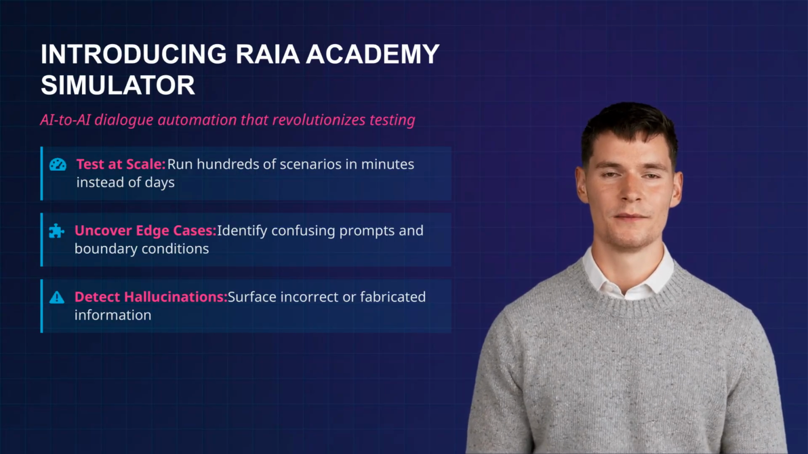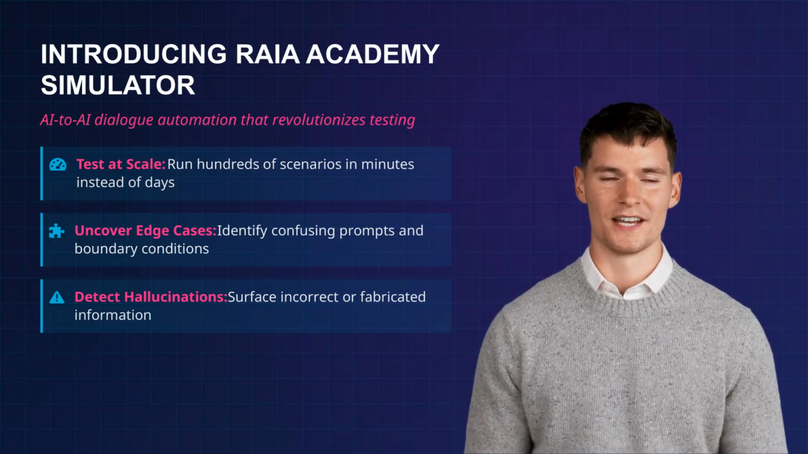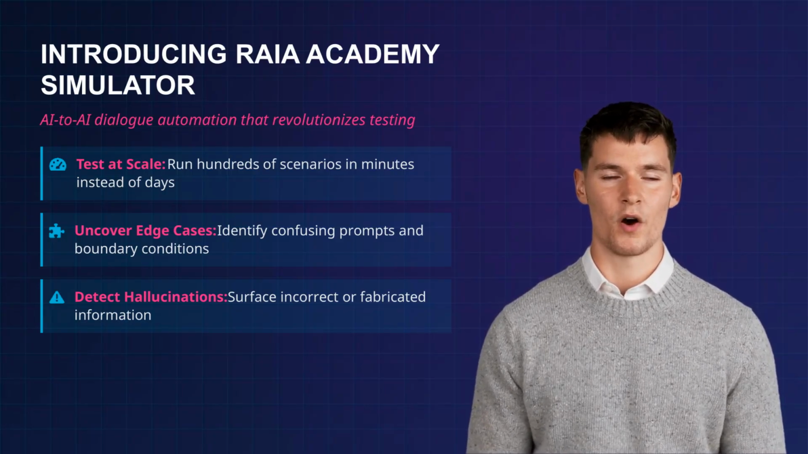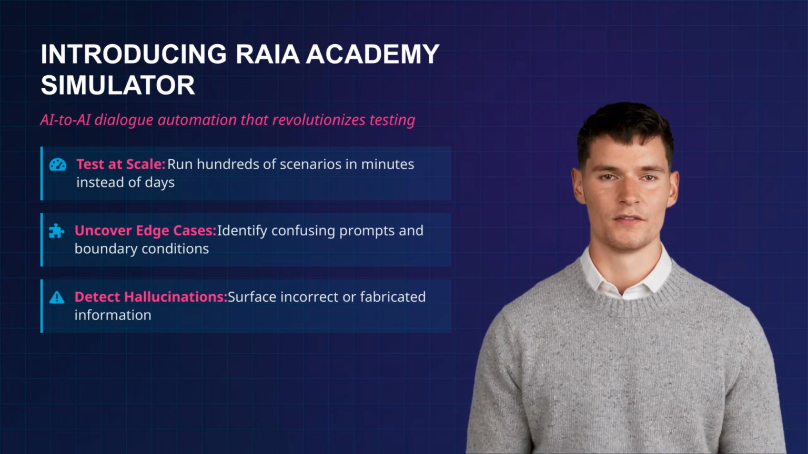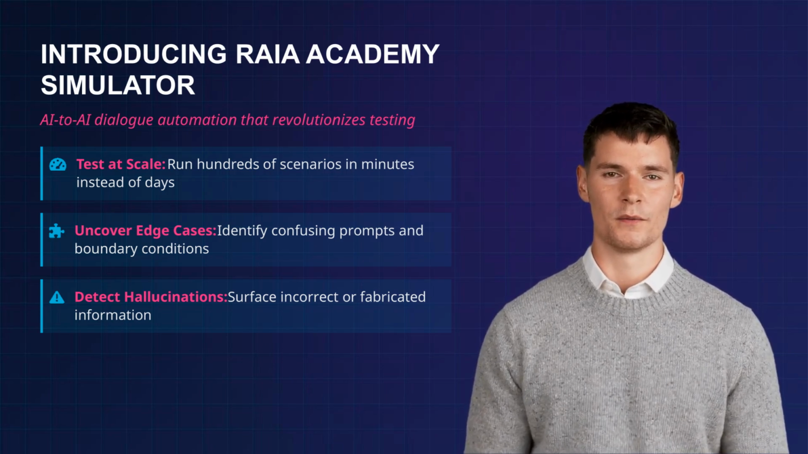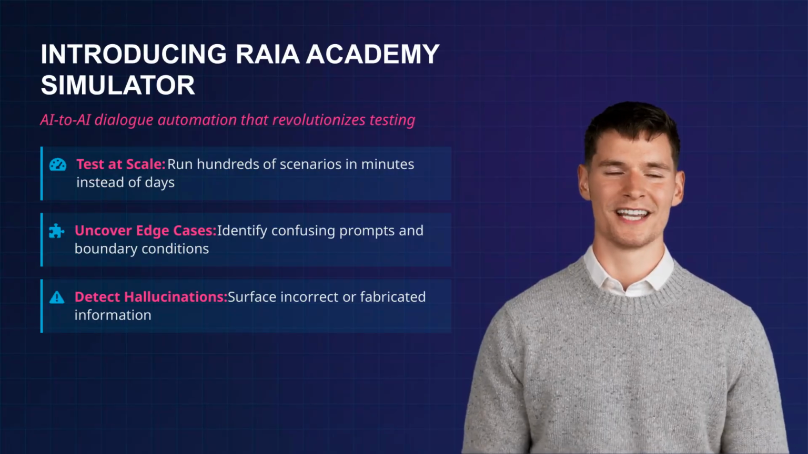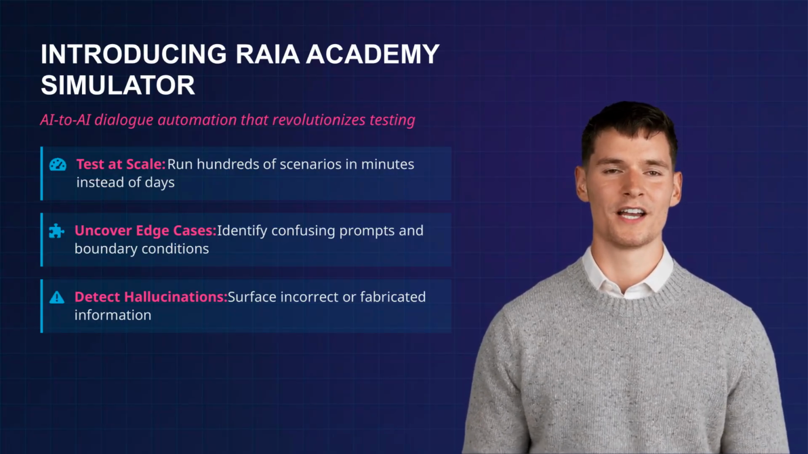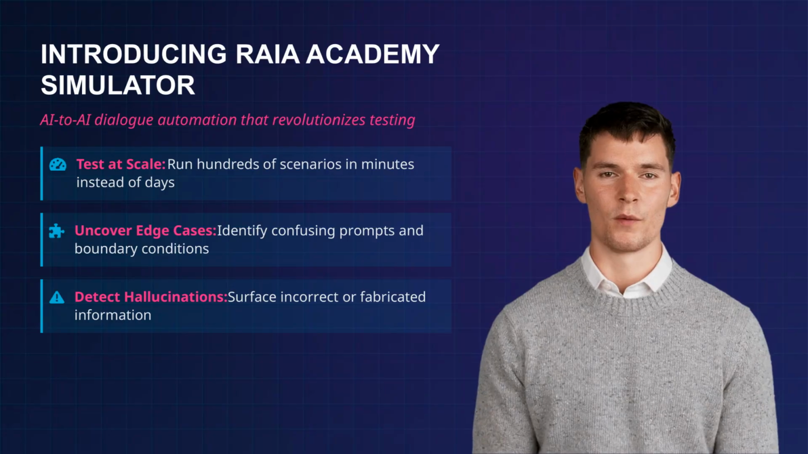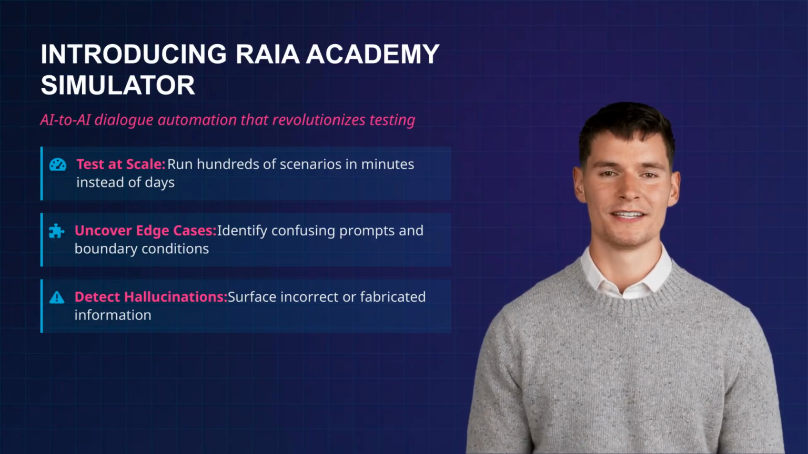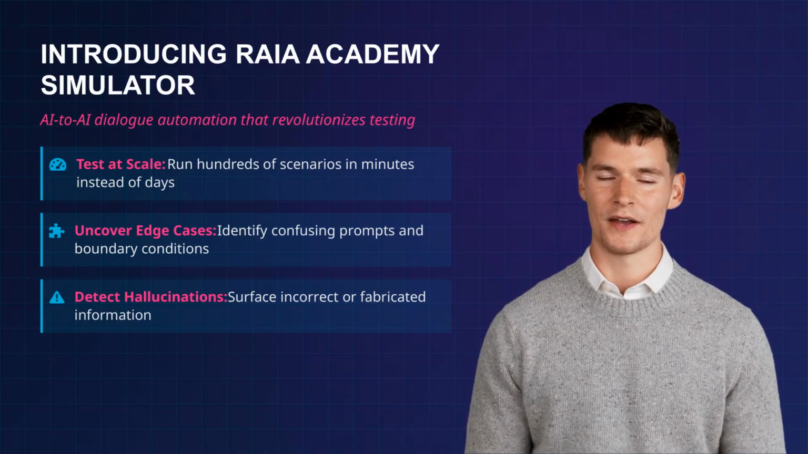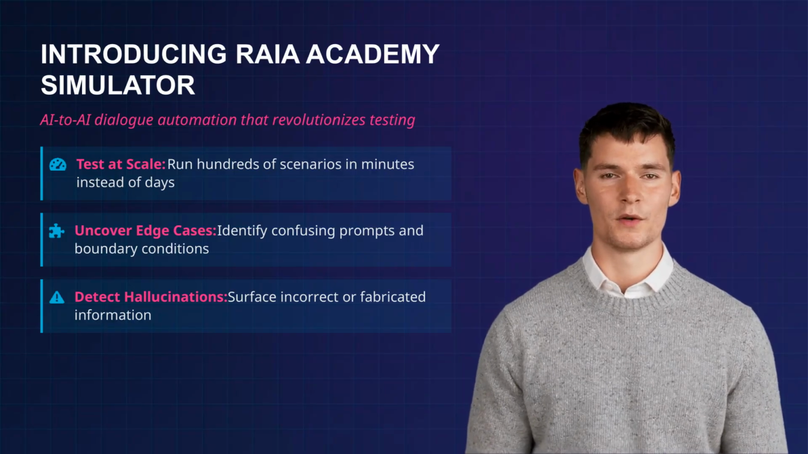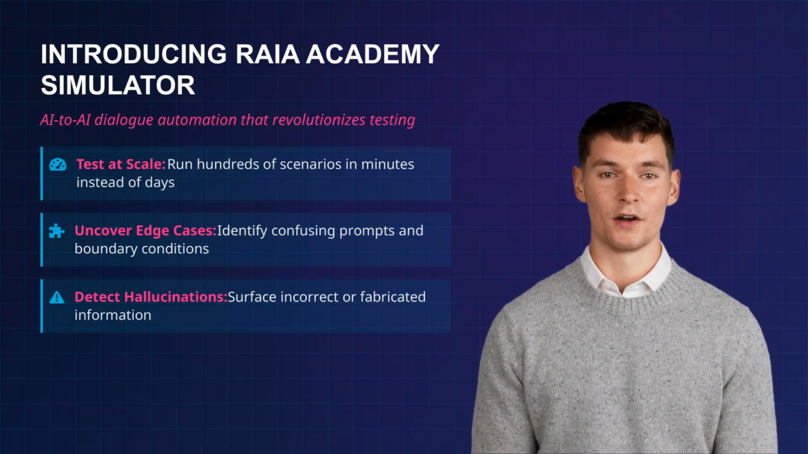The Raia Academy Simulator automates AI-to-AI dialogue testing. It lets you run hundreds of scenarios in minutes instead of days, uncover edge cases you'd never think to test manually, detect hallucinations, and collect structured feedback for systematic improvement. Because it's automated, you get speed, massive scenario coverage in a fraction of the time, you get consistency, every test is run the same way. And you get depth, the ability to test subtle variations, confusing phrasing, and multi-intent prompts without relying on guesswork. It's the difference between spot-checking your AI and giving it a full diagnostic scan.